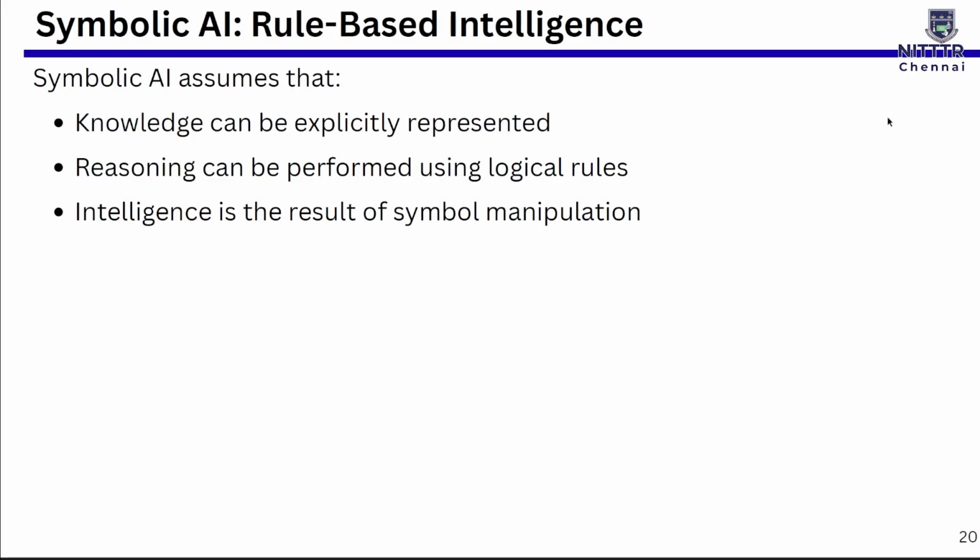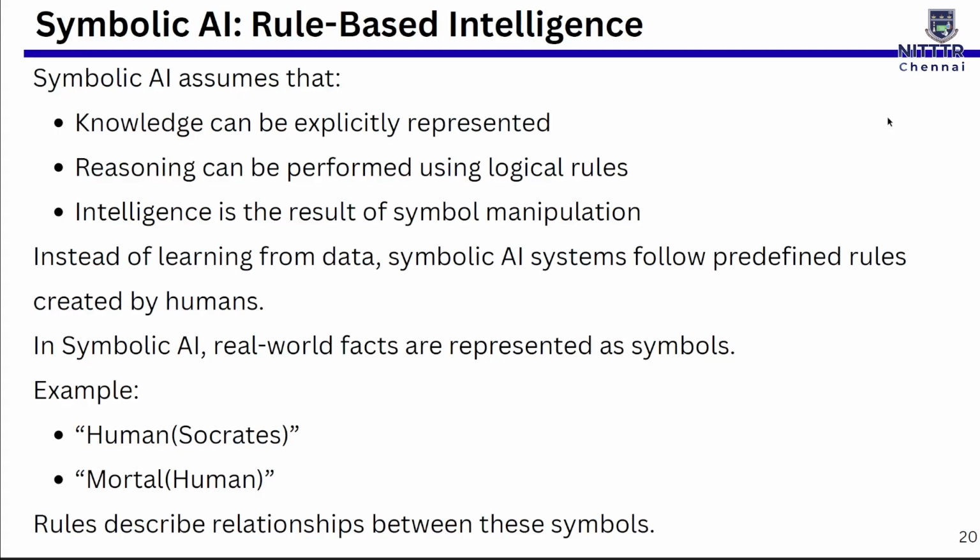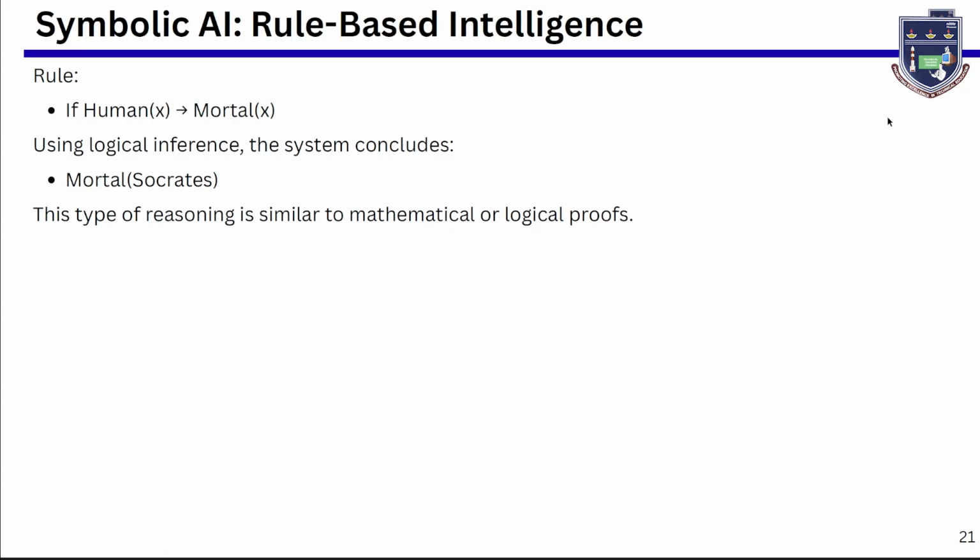Then the reasoning can be performed using logical rules. Then intelligence is a result of symbol manipulation. So instead of learning from data, symbolic AI systems follow predefined rules created by humans. In symbolic AI, real world facts are represented as symbols. Example, let's consider this simple example: human, okay, then mortal. So here human represents Socrates and mortal represents a human.